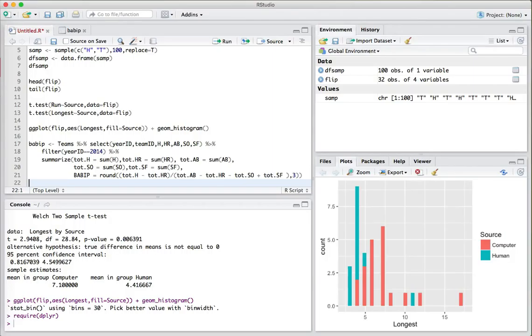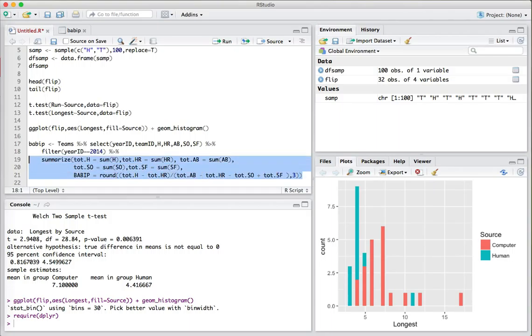And now I can calculate BABIP. BABIP is calculated by taking the total number of hits minus the home runs. So these are all hits that stayed in the ballpark. And I'm going to divide that by the total number of at-bats minus those at-bats that produced a home run, minus those at-bats that produced a strikeout because the ball was not put in play, plus I'm going to add the number of sacrifice flies because the ball was put in play then, but it did not count as an at-bat. What I've done here is to round the number to 3 spaces to the right of the decimal point.